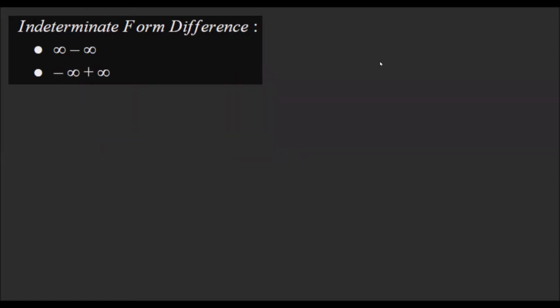Okay, so we're nearing the end. There are only 4 indeterminate forms that I'm going to go over. This one is the difference indeterminate form. It can be represented by either infinity minus infinity or negative infinity plus infinity. So again, let me give you a general example. Let's say we have the limit as x approaches infinity of f of x minus g of x.